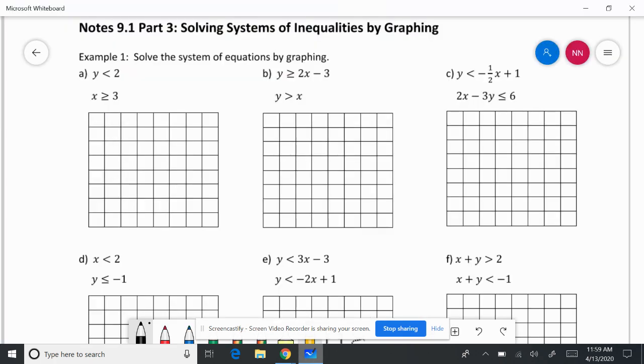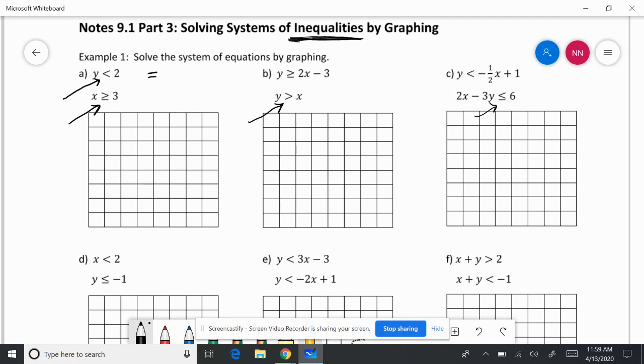Now what we're going to do is look at solving systems of inequalities by graphing. So instead of equations, we have inequalities. An inequality is either greater than, less than, greater than or equal to, or less than or equal to. So notice that instead of an equal sign, what we have is an inequality.